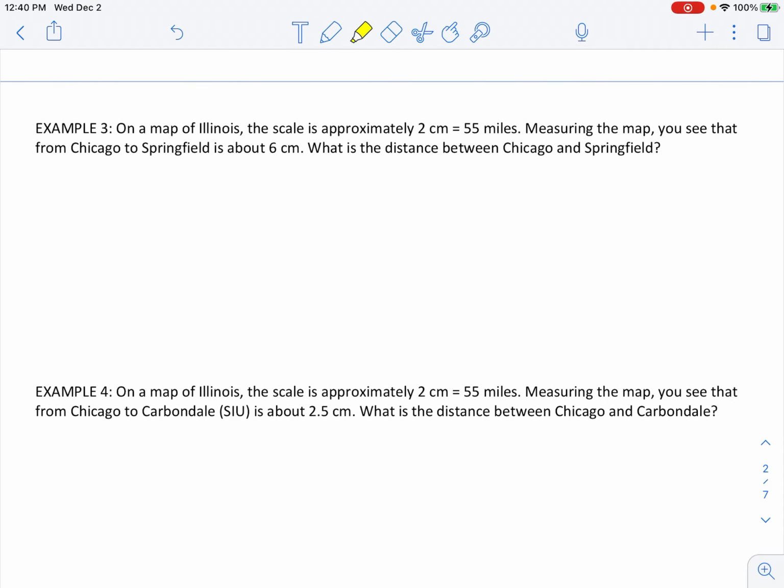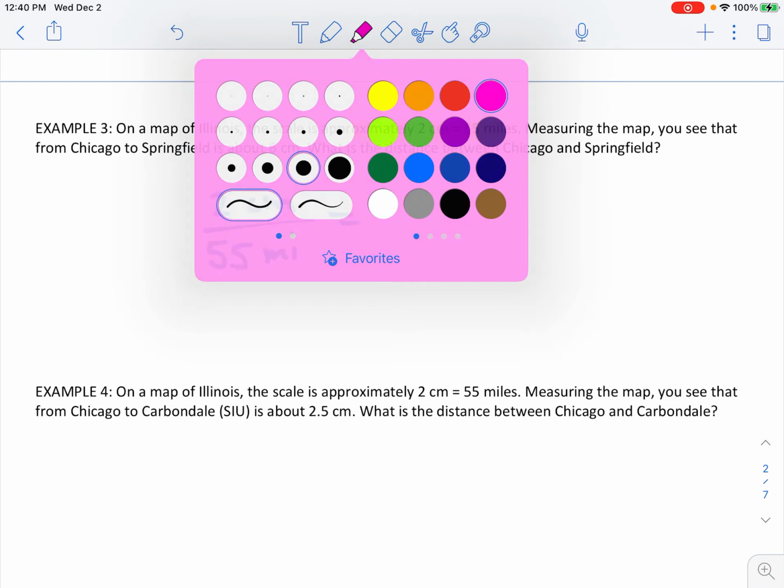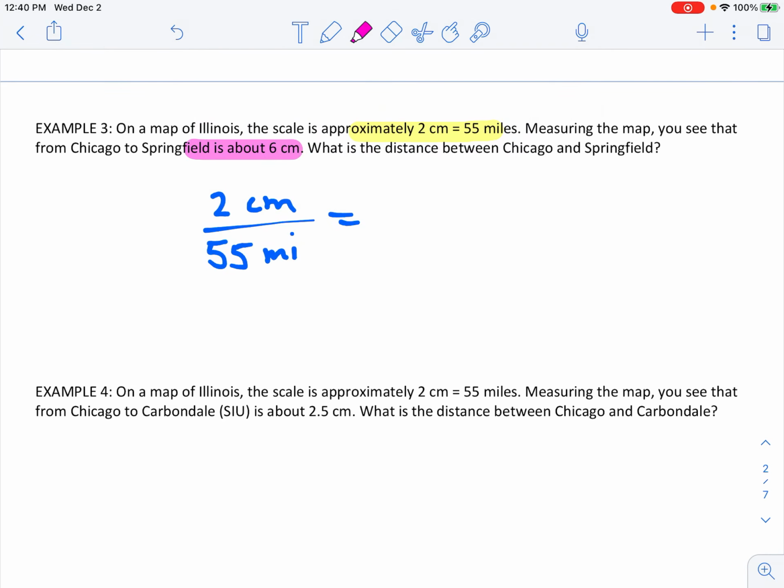Again, stay with the pattern. On a map, the scale is approximately 2 cm equals 55 miles. So let's put 2 cm on top and 55 miles on the bottom. Now let's see what next bit of info they give us. In the next sentence, they give us 6 centimeters. So when I go to label my picture, I need to have 6 on top because centimeters are on top, and I'm going to put x miles on the bottom.